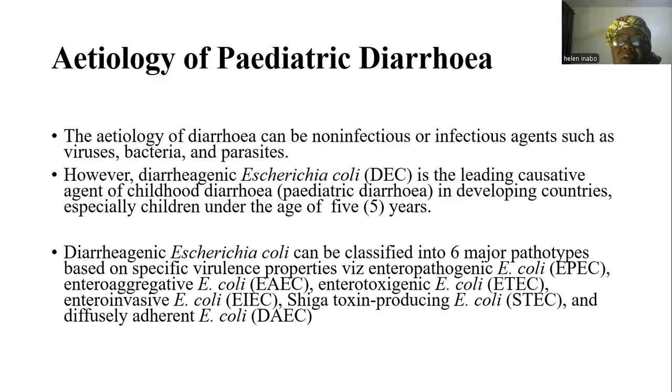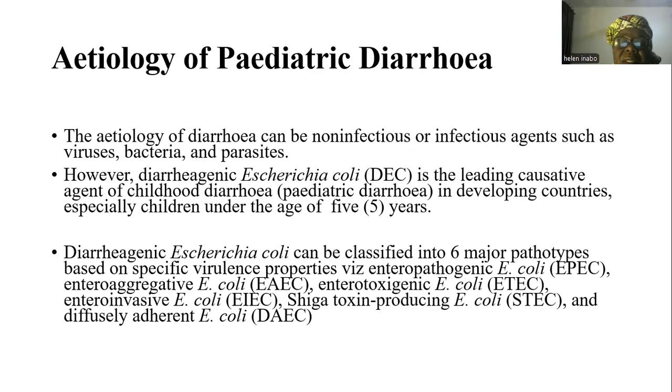What is the etiology of pediatric diarrhea? The etiology of diarrhea can be non-infectious or infectious agents such as viruses, bacteria, and parasites. For the purpose of this video, we'll be discussing Diarrheagenic Escherichia coli, which is a bacterium. Diarrheagenic Escherichia coli is the leading causative agent of childhood diarrhea or pediatric diarrhea in developing countries, especially children under the age of 5 years.